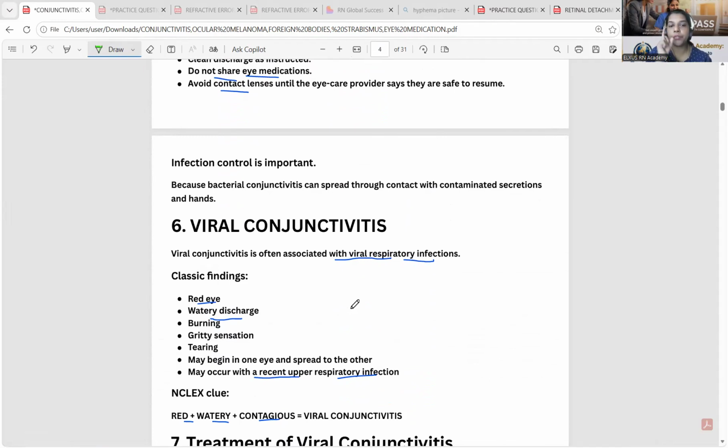It is also contagious, meaning it can transmit. For example, if one eye is infected with viral conjunctivitis, the other eye is also at risk for getting the infection. In addition, it can be transmitted from one person to another. The main things in viral conjunctivitis are red eye, watery eye secretions, and the risk of spreading the infection to other people. So we can go to the questions here.